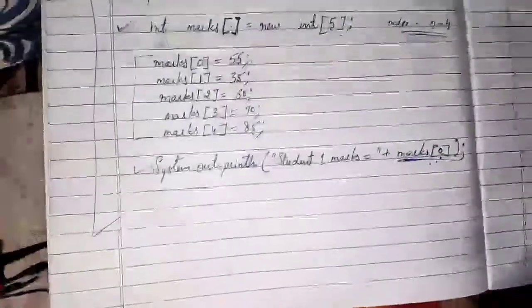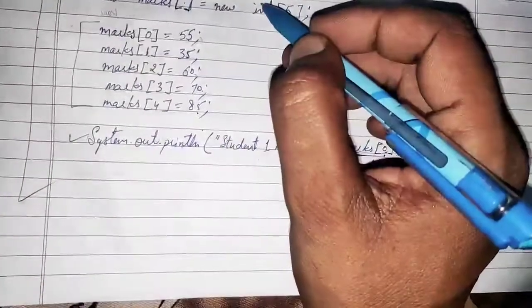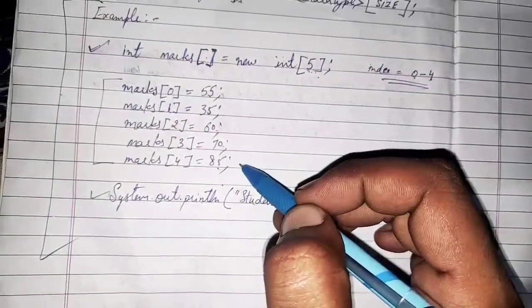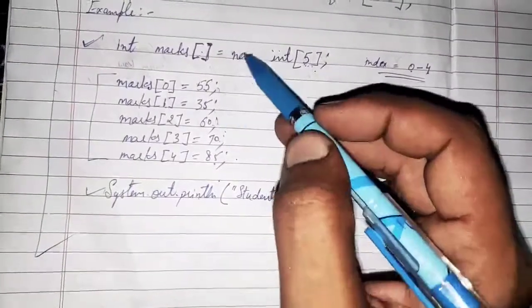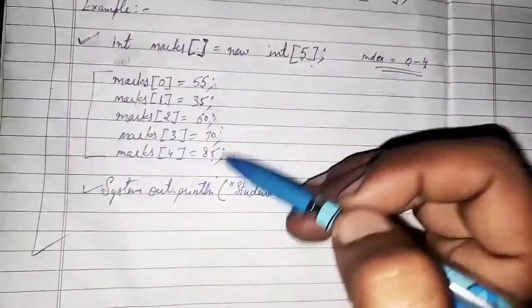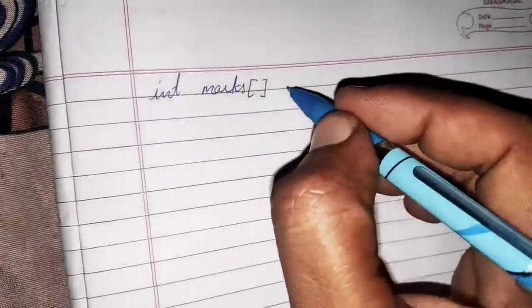So this is the complete example of a one dimensional array. This part is declaration and this part is initialization. Declaration and initialization can be done in one line also. So let's see how. For that you need to declare an array, for example integer marks brackets. So this is the one dimensional array.